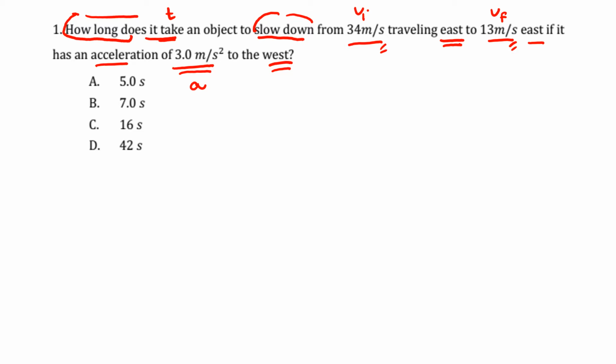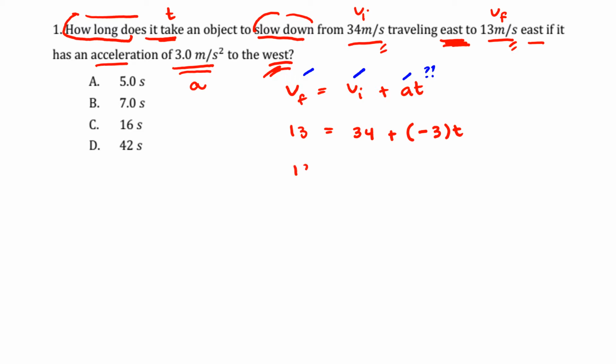The equation of motion that we're going to use is equation number 1, which is Vf is equal to Vi plus at, mainly because we are given the final velocity, we have the initial velocity, we have the acceleration, and we need to solve for the time. Let us substitute our values. Our final velocity is 13, and that is equal to the initial velocity, which is 34, plus the acceleration. Since the object is moving to the east but the acceleration is to the west, our acceleration is negative 3 meters per second squared multiplied by the time, which is what we need to solve for.